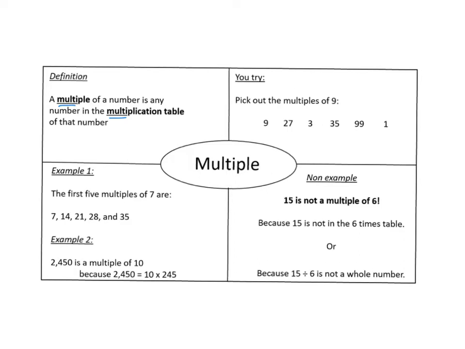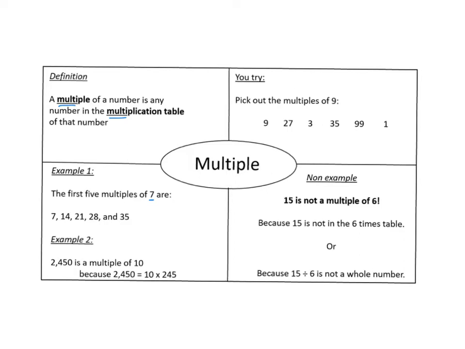Okay, so we'll go down now. We'll look at example 1. The first 5 multiples of 7 are 7, 14, 21, 28 and 35. They're the first 5 numbers in the 7 times table. So multiples are all about times tables. It's the answers in the times tables.